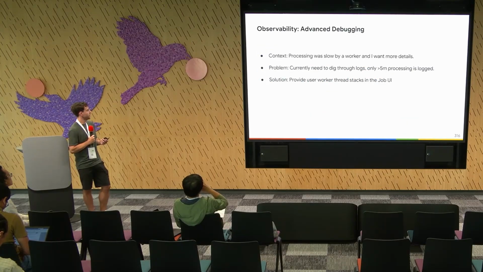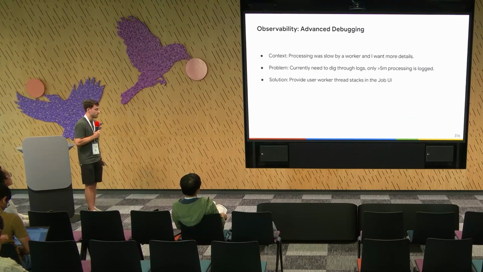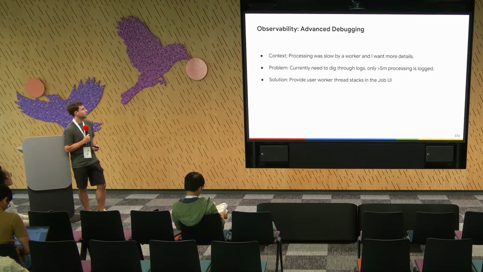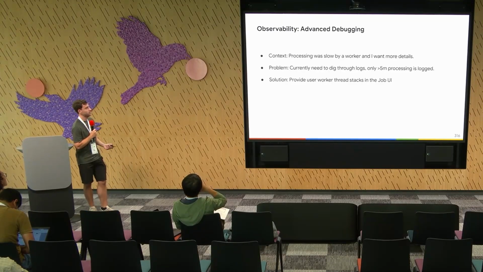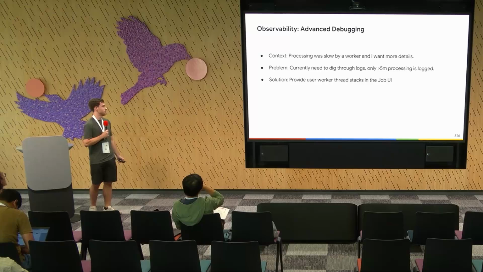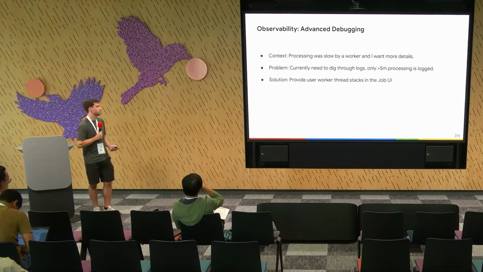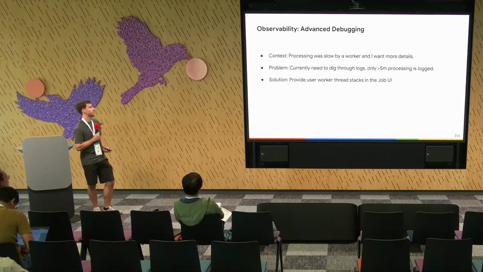And advanced debugging. Sometimes you want to know what code is slow in your pipeline. Traditionally, we will log stack traces if something's stuck for more than 5 minutes. Now with customers trying to run things faster and faster, that's not always sufficient. So we want to provide stack traces to help customers identify these bottlenecks on their own.